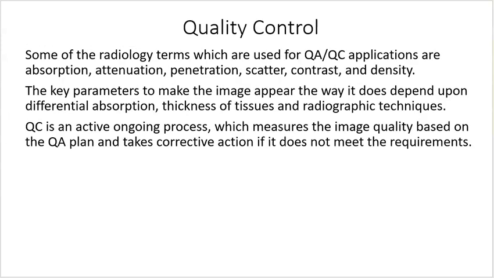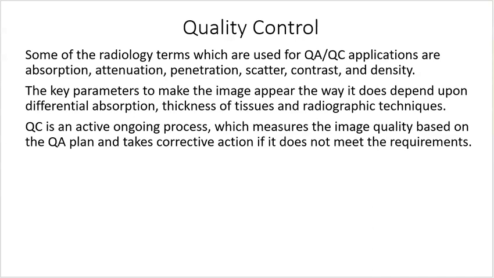Quality control. Some of the radiology terms which are used for QA/QC applications are absorption, attenuation, penetration, scatter, contrast, and density. The key parameters to make the image appear the way it does depend upon differential absorption, thickness of tissue, and radiographic techniques. So differential absorption, contrast. Is it a black next to a white, or do you have two shades of gray? Thickness of tissue. Hands are thinner than the thigh, so you have to use different radiographic techniques. We talked in an earlier module about kVp, and there are some other settings you can put on the X-ray machine, but that's what a radiographic technique is.